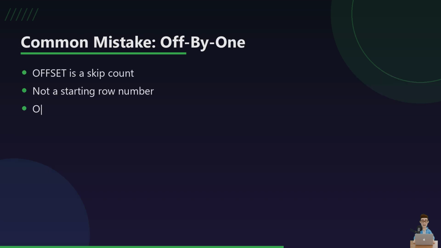People trip on this constantly. OFFSET is how many rows to skip, not the row number to start at. OFFSET 1 does not mean start at row 1, it means skip 1 row and start at row 2. Say it out loud a few times, it saves real bugs.